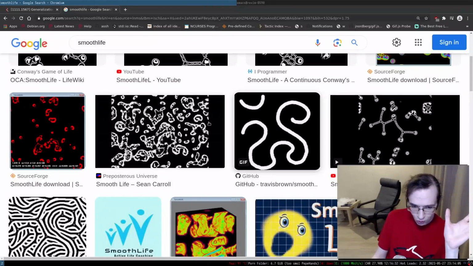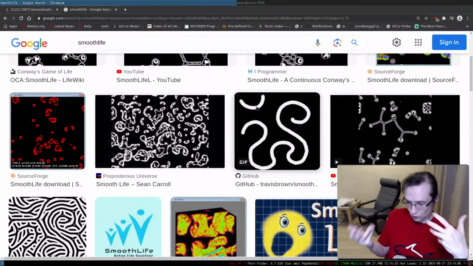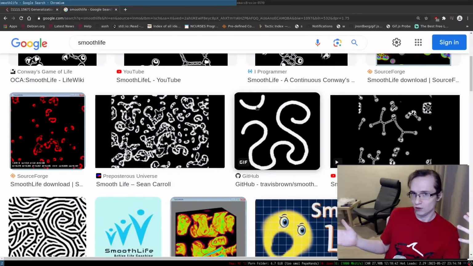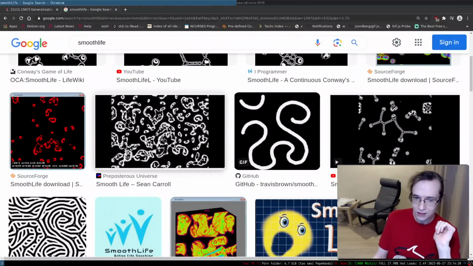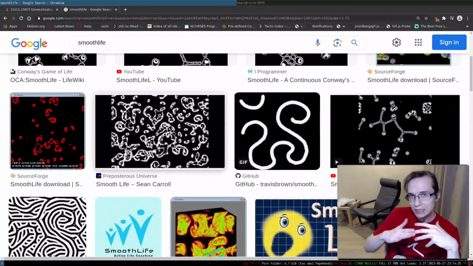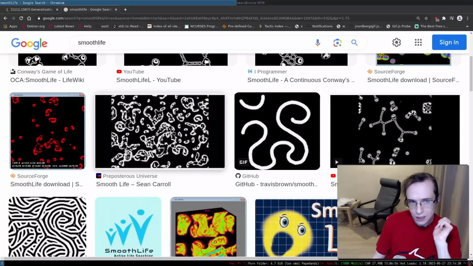Right, and it's not on a finite discrete grid. It's actually continuous. So in game of life, the cell can be only in two states, 0 or 1, dead or alive. In this thing, the cell can be in any state between 0 and 1. So its state is continuous.